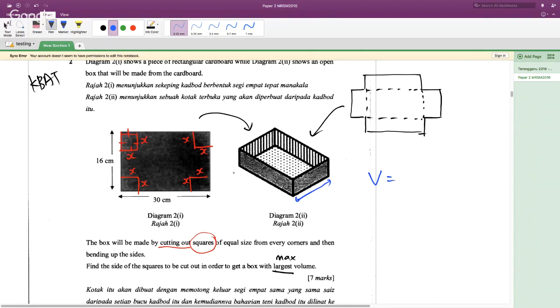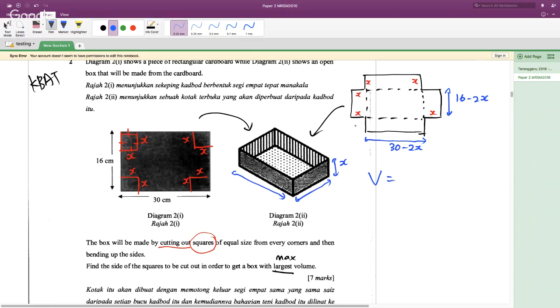I will need to find this length, multiply this length, multiply this length. Since I call this x, this x as well, and this x as well, the length from here to here, just now, is 30, right? 30 minus both of these x, so over here we call it 30 minus 2x. Same thing from here to here. Just now the whole thing is 16, right? So over here we call it 16 minus 2x. Then the height, no doubt, is just x, because when we fold up, you can see the height is just x.